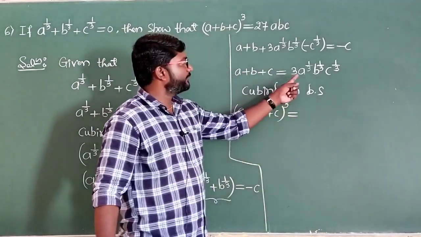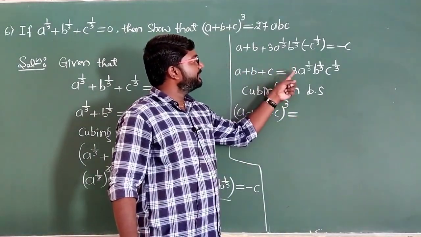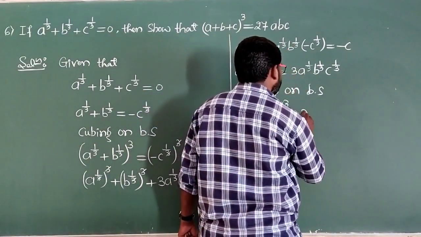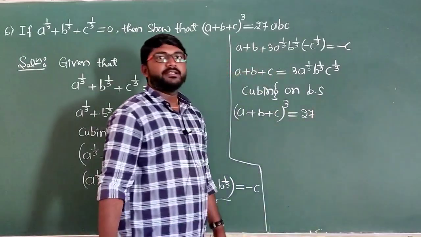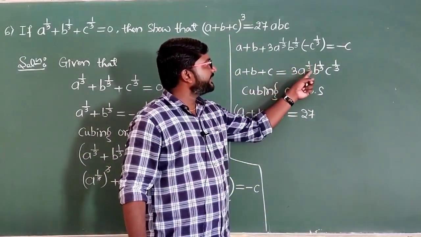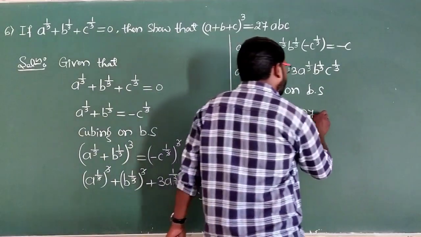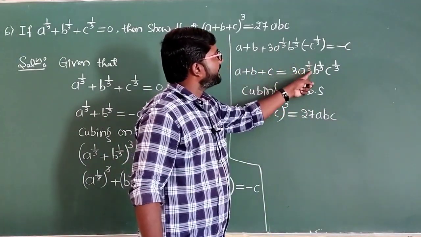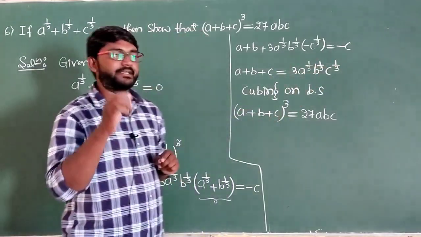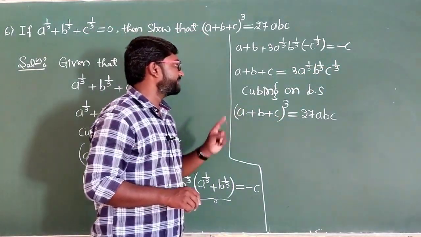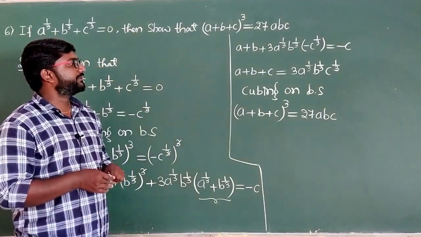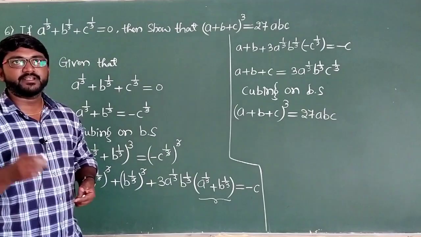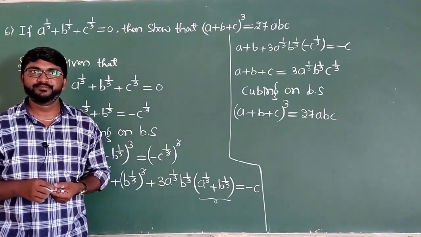Here, if you cube, the cube applies to the first term as well as all these three terms. So 3 raised to 3 is 27. If you cube, 3 and 3 cancel, and we have only a. Similarly b, c. All these 1 by 3s will be cancelled with 3. So we have got the required answer: a plus b plus c whole to the power 3 is equal to 27 times abc. So this is all about the 6th problem.